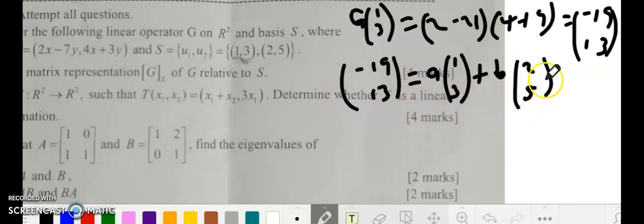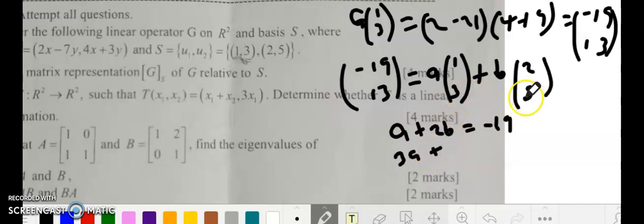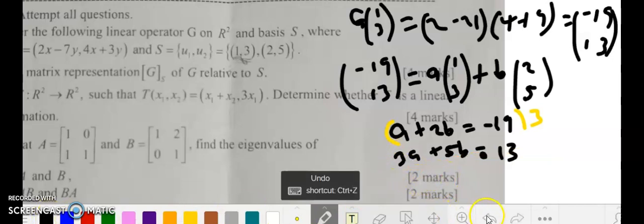Solving this as a system of equations, we can use the elimination method. Here we have a plus 2b, and this is equal to negative 19. Here we have 3a plus 5b, and this is equal to 13. Now we want to solve as a system of equations. We can use elimination. So let's multiply the first equation by 3, so that we have 3a minus 3a here, and that will give us 0.